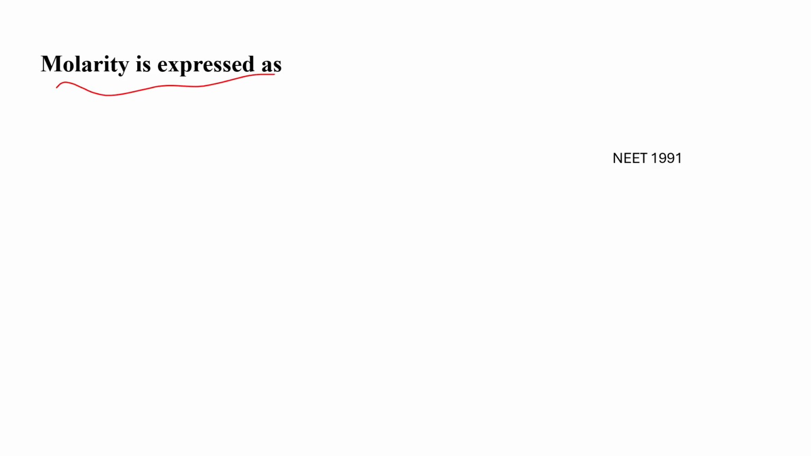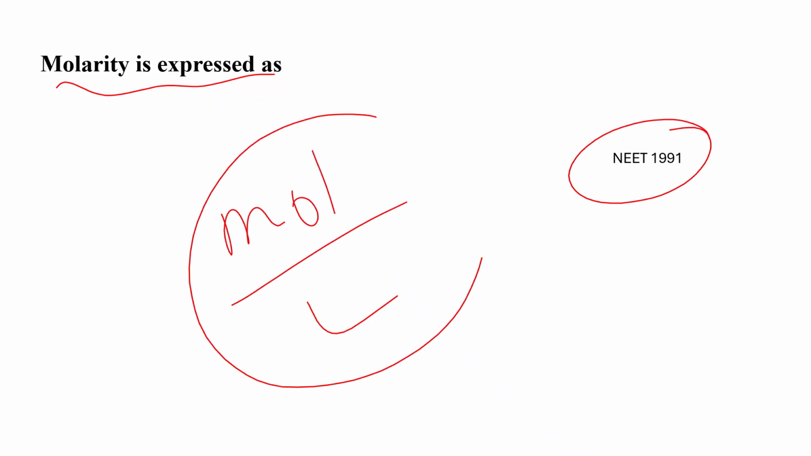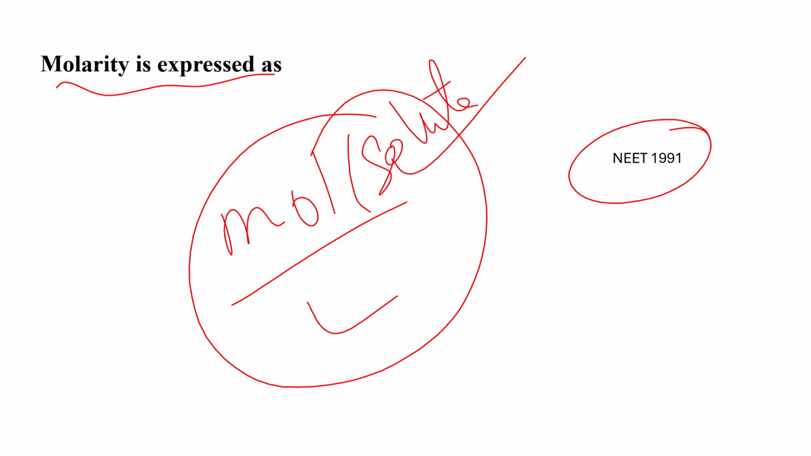Molarity is expressed as what? What does it mean by molarity? Molarity is very simple. In that year, this was a big question. Molarity is nothing but mole per liter. This is the answer to this question. Molarity is expressed as moles of solute per liter of solution.